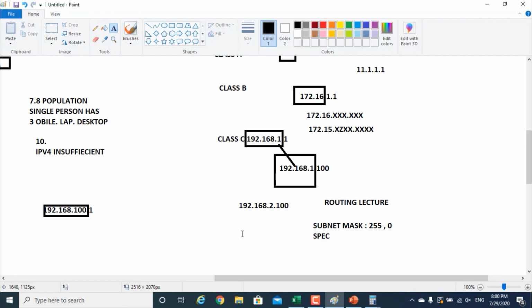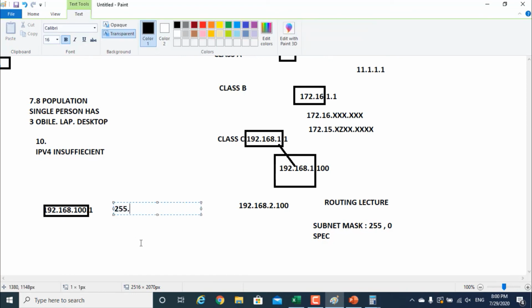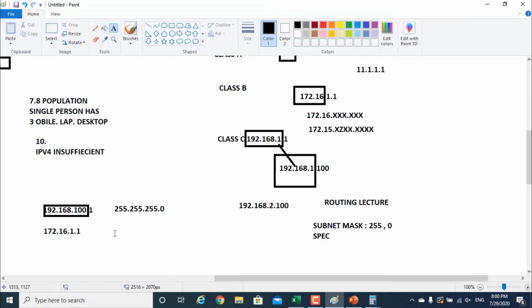The subnet mask is really easy, guys. It says if your IP is from class C, then your subnet mask is 255.255.255.0. If your IP is, for example, 172.16.1.1, that's class C, isn't it? Yes. So it says your class B. So what's your subnet?